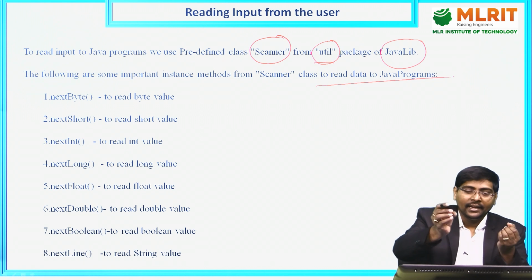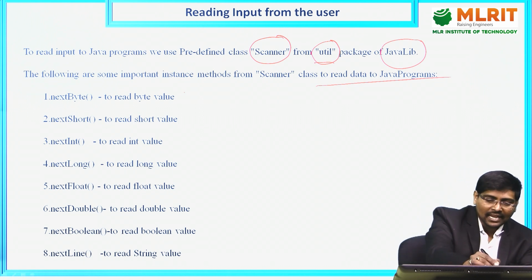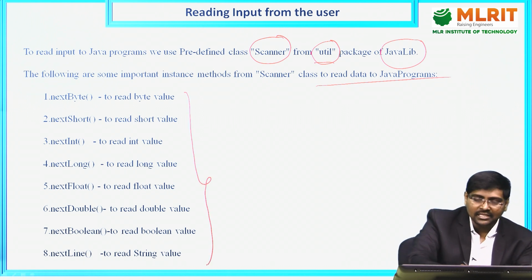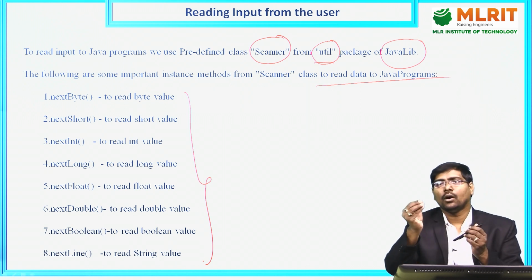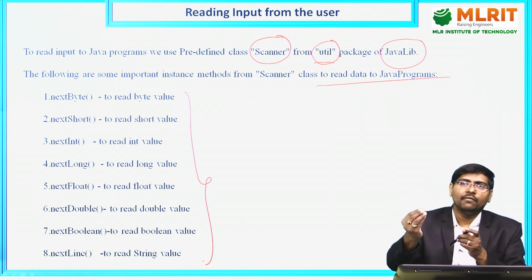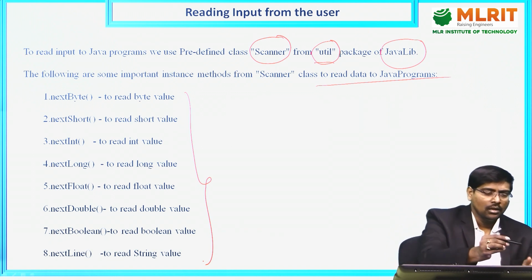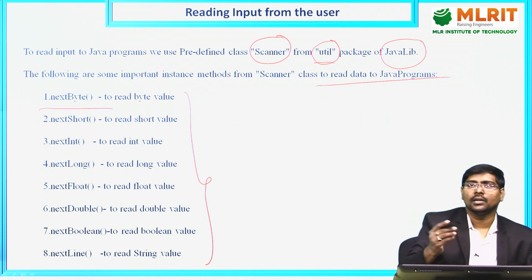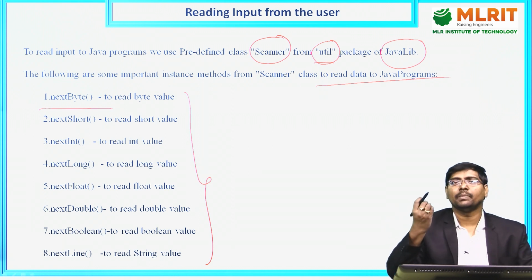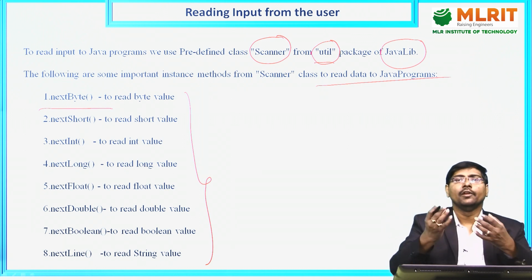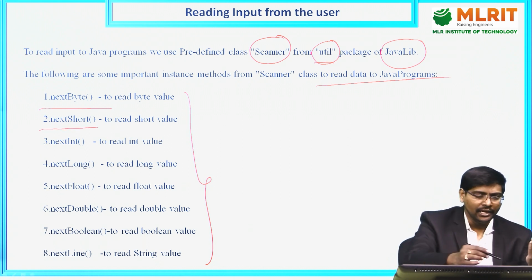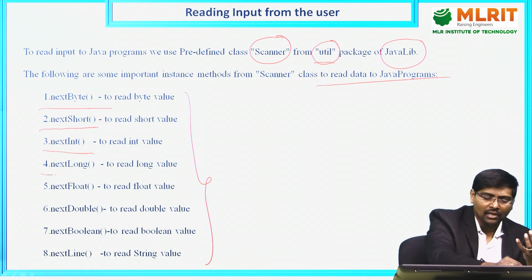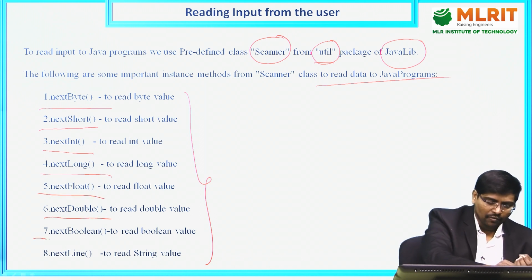How? Internally, this class consists of these methods. For example, in your program, if you want to read a byte value from the user, use the method nextByte. Automatically it reads a byte value from the user. If you want to read a short value, nextShort method. Int value, nextInt. Long value, nextLong. Similarly, for float, for double, for boolean.